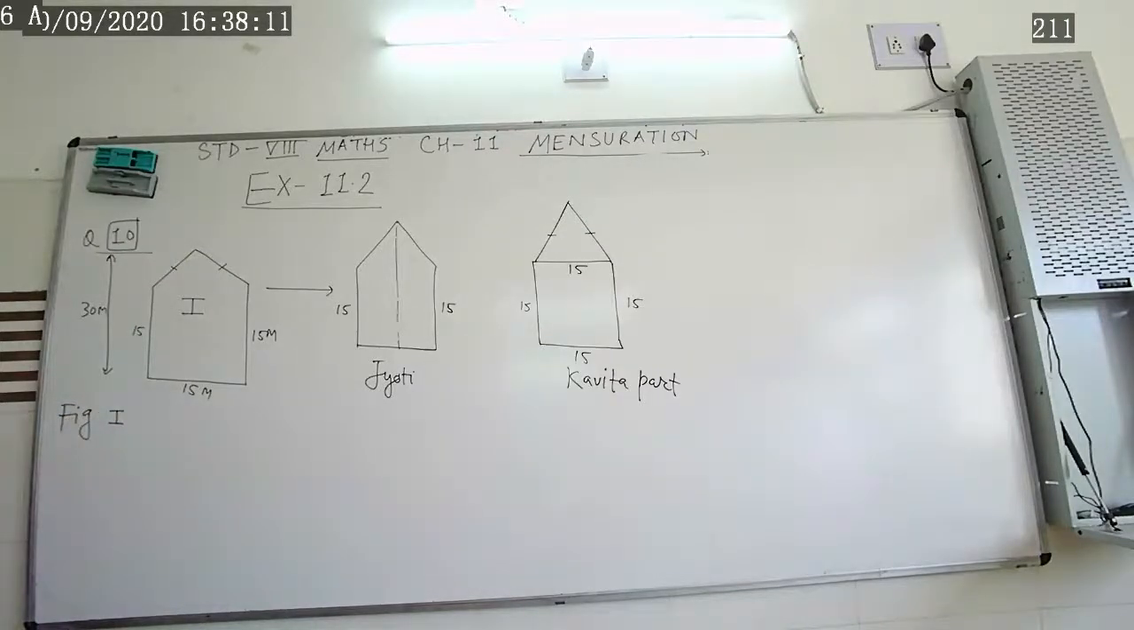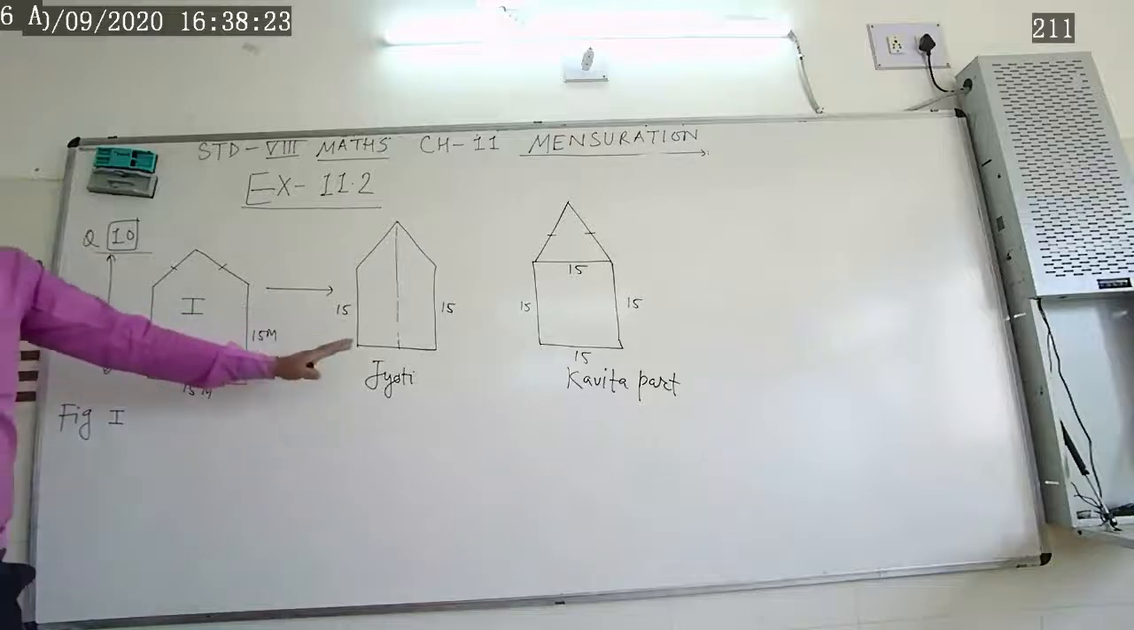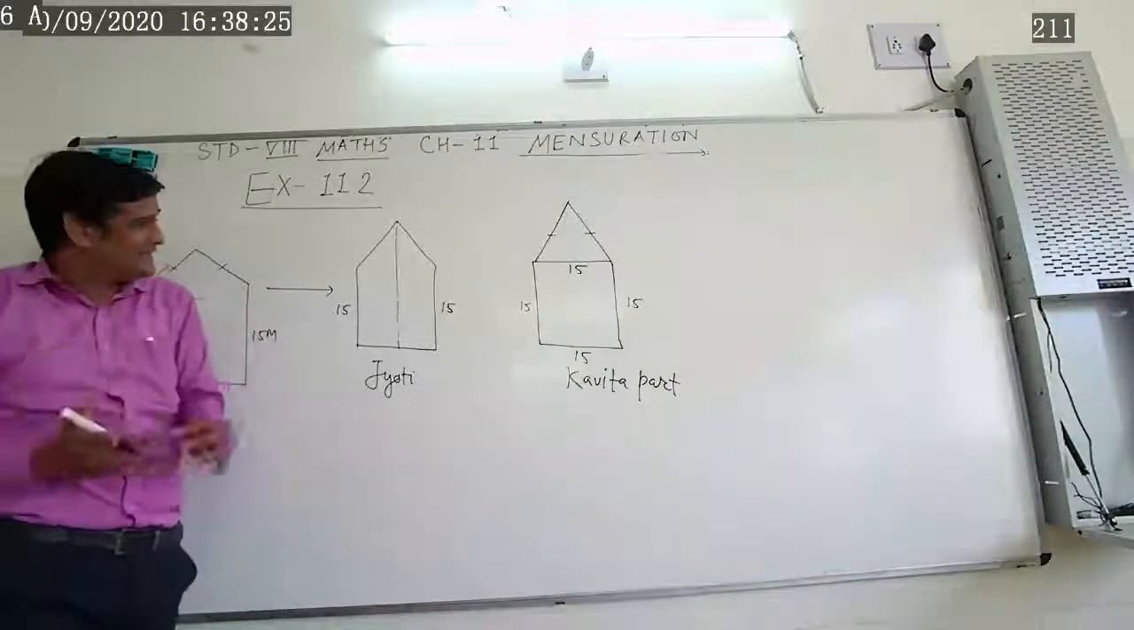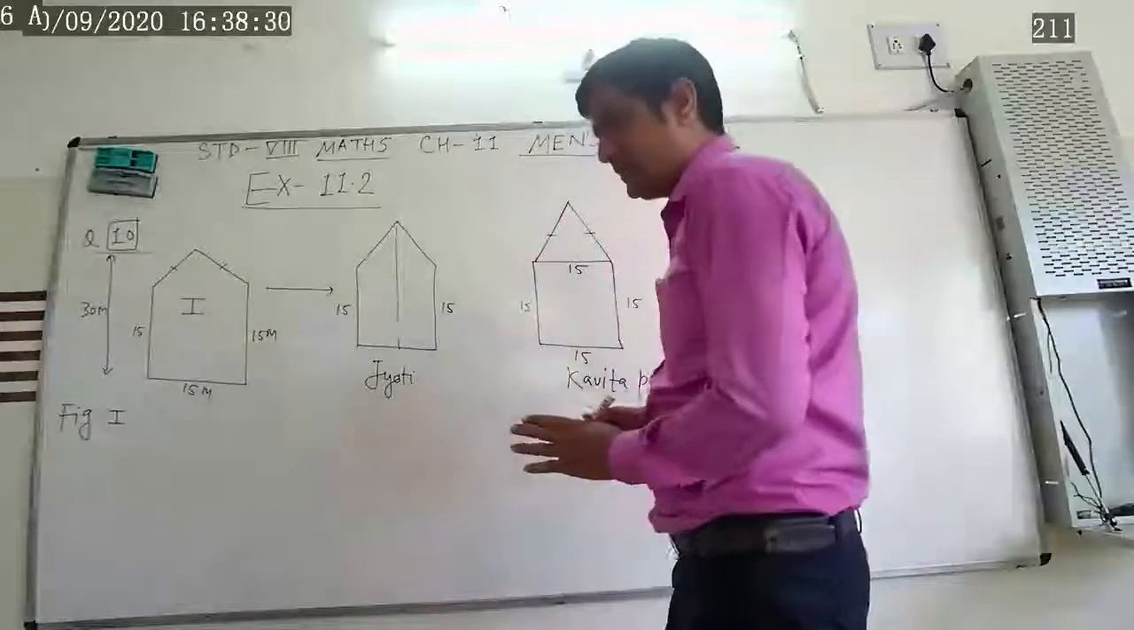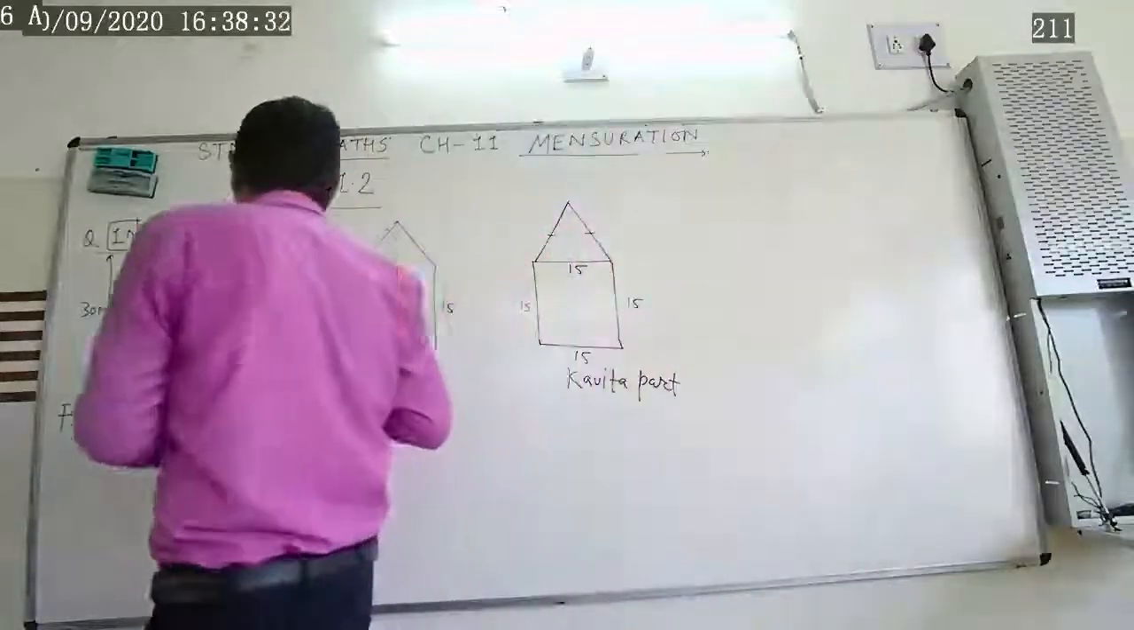This is the figure number 1 as we see. This figure is analyzed, first figure analyzed by two candidates in two different ways, by Jyoti's part and Kavita's part. This is the point we understand by us.